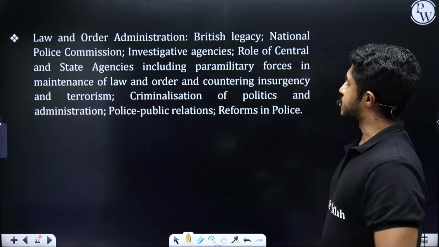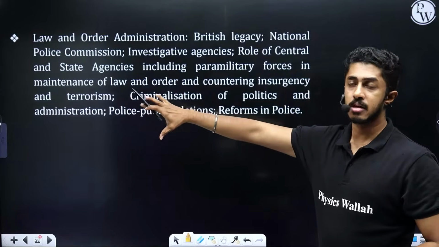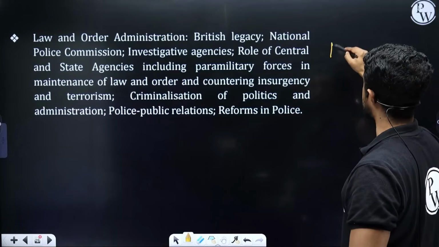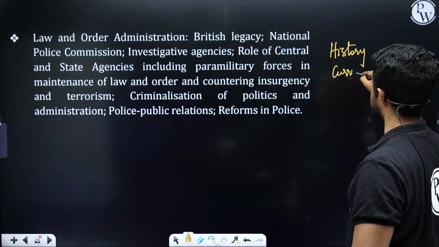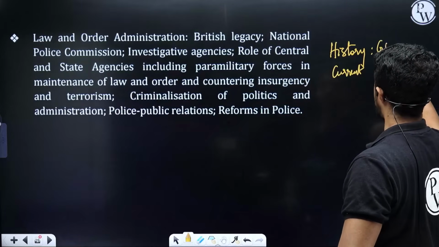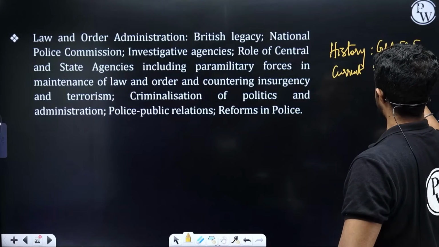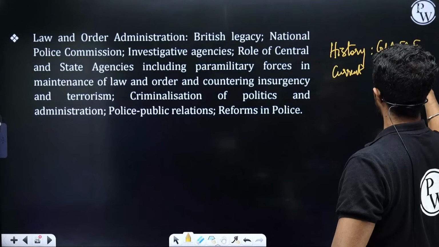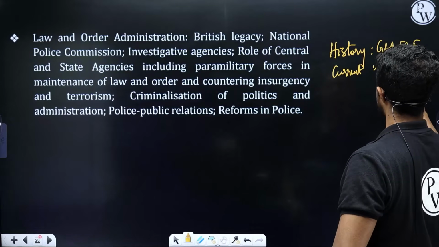Law and order administration. This is completely to do with policing. So you need to have awareness of the history, then the current issues. Goyal and Arora, along with Fadia and Fadia, newspapers, second ARC, internet.